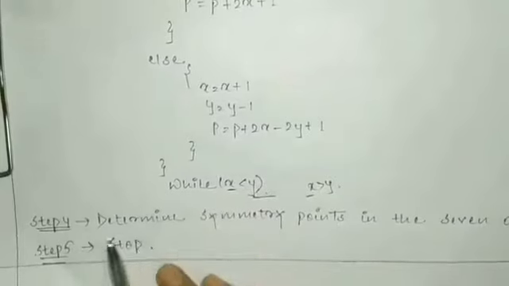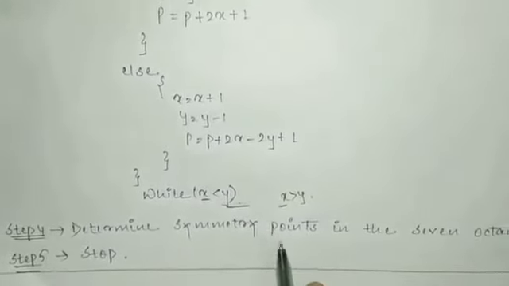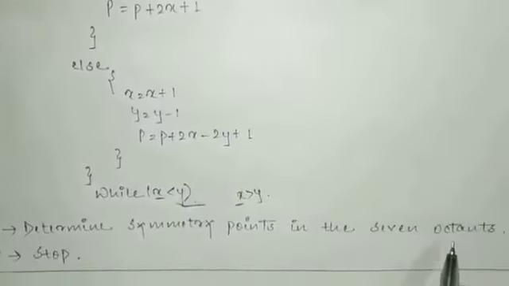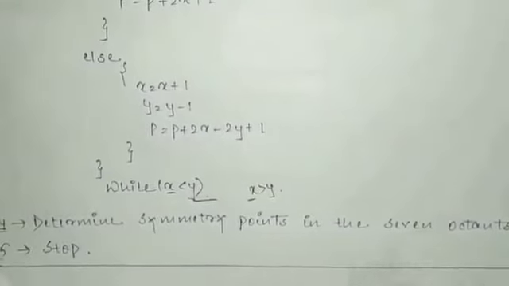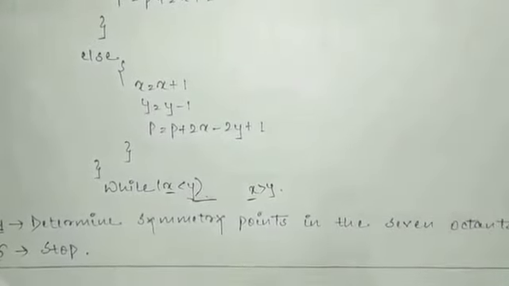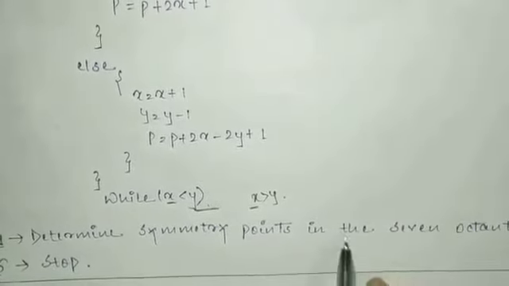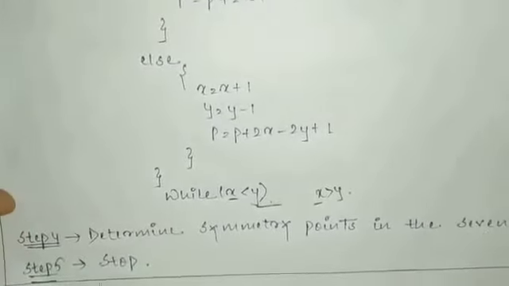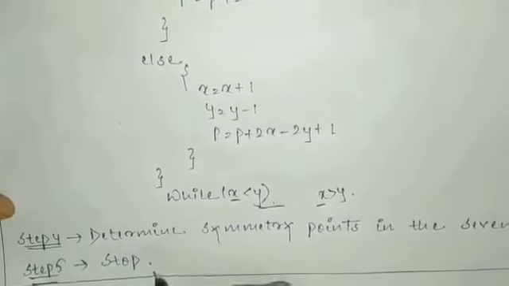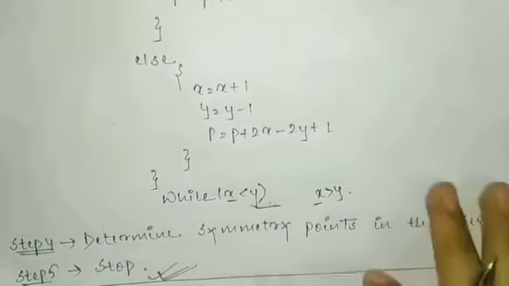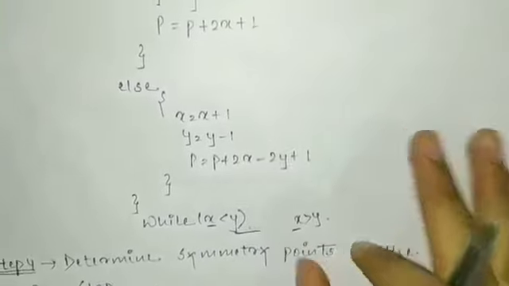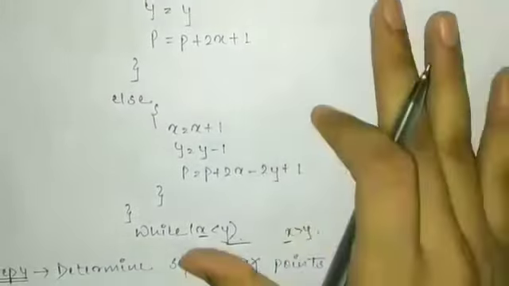And step 4, determine symmetry points in the 7 octants. As we have studied earlier that we have to find the required points of one octant, and then in the same way we will find all other 7 octants. Step 5, stop. So this is the algorithm of the midpoint circle algorithm, and in the next video I will explain to you the example and how to plot a graph.